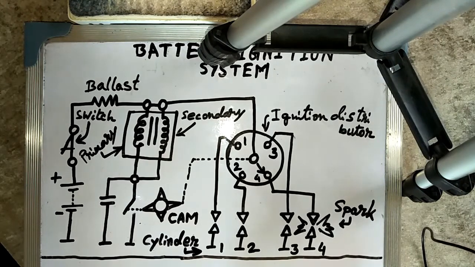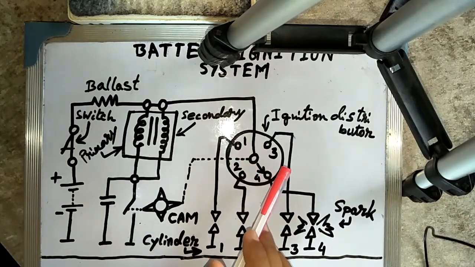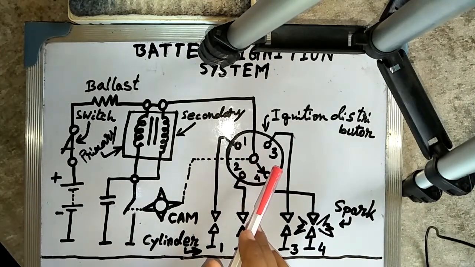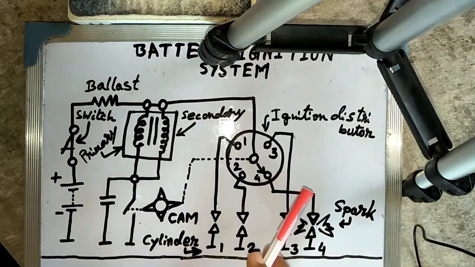The secondary winding consists of a large number of turns of very fine wire wound on the same core with the primary. The high secondary voltage is led to the proper spark plug by means of a rotating switch called the distributor. This is the rotating switch. This is the distributor, which is located in the secondary or the high tension circuit of the ignition system.